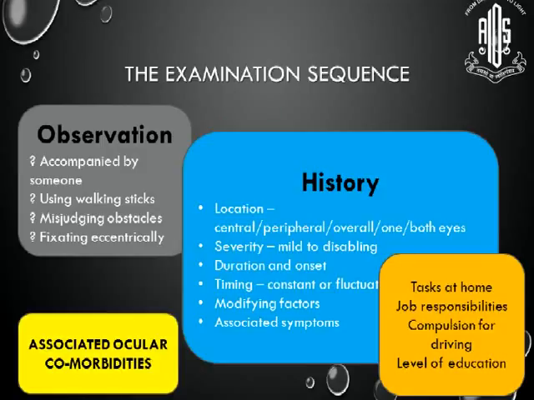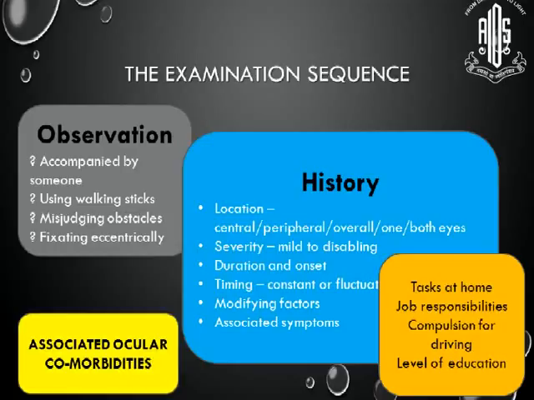Coming to the examination sequence, when you're sitting on the opposite side of the table and the patient comes to us, see how the patient walks. Is the patient accompanied by someone? Is the patient using walking sticks? Or is he getting dashed, or is sight lost because of misjudging obstacles and bumping into objects? Or is the patient using a head tilt and fixing eccentrically?